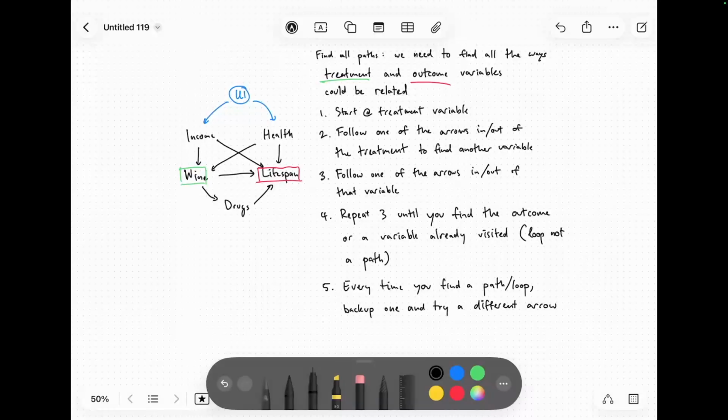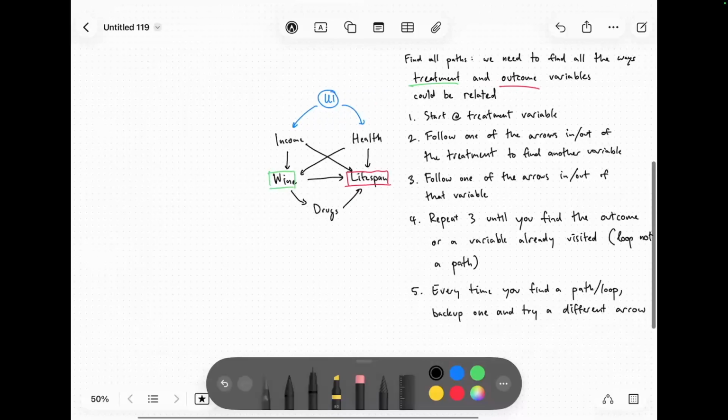So, let's find all the paths together. Who can help me find a path from wine to lifespan? The earlier you go, the easier it'll be. Wine to drugs to lifespan. Great. Wine, drugs, lifespan. Okay. Who else? Wine to lifespan directly? Wine to lifespan. You got the easiest one.